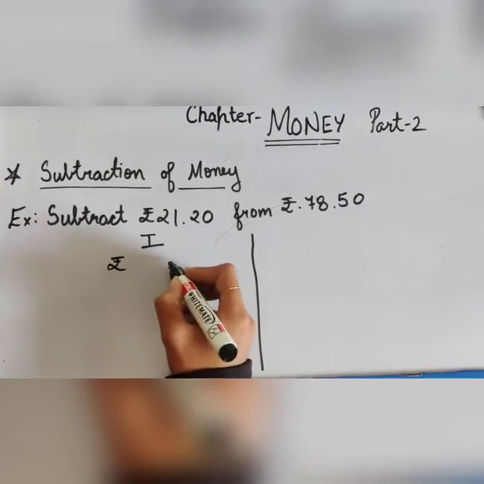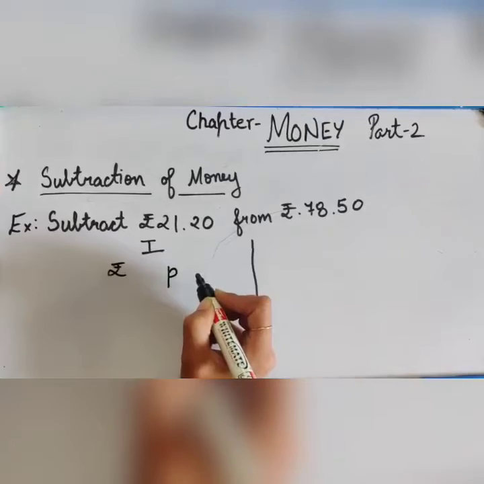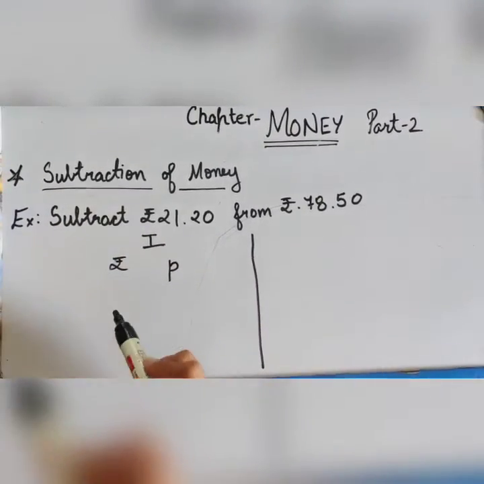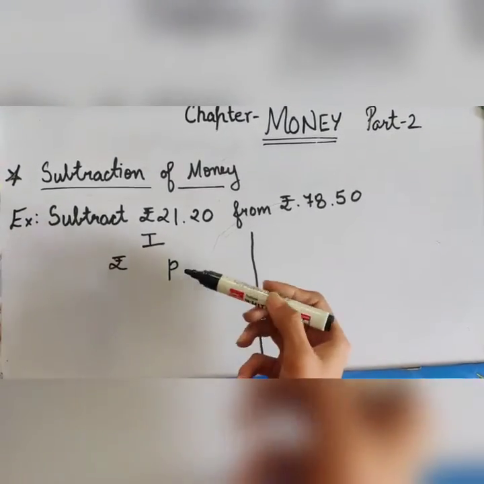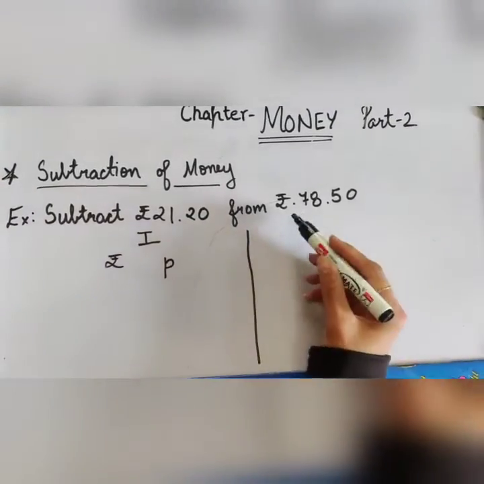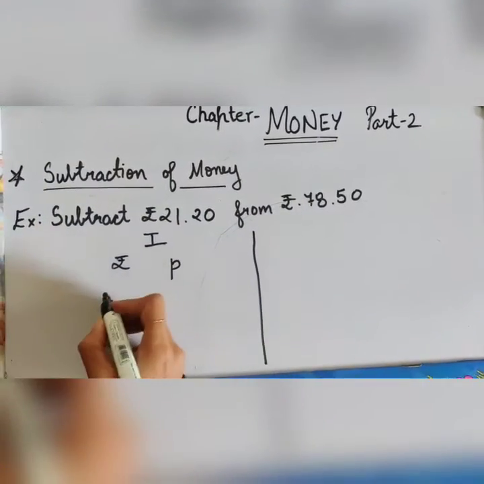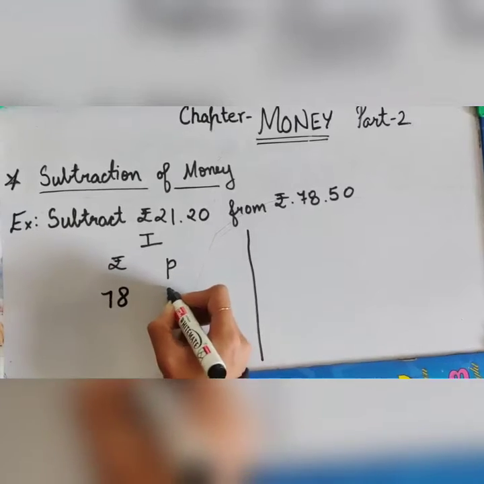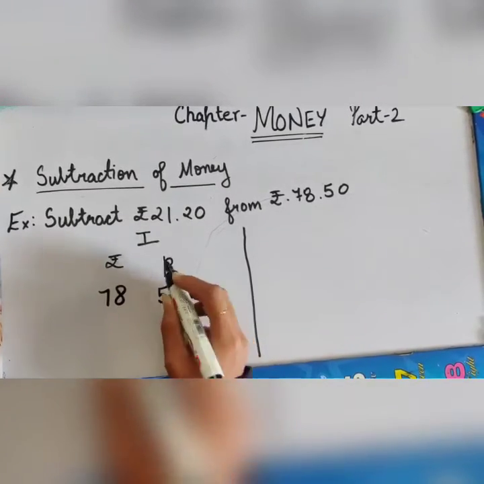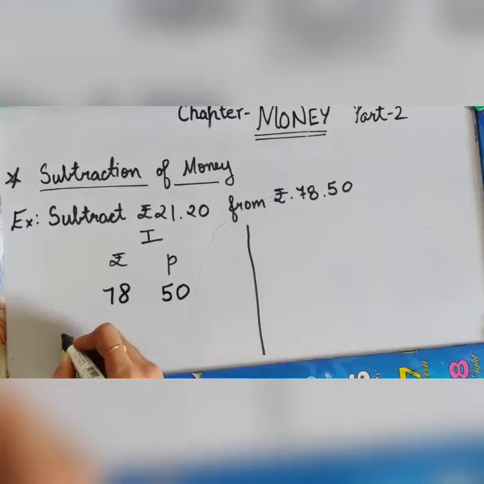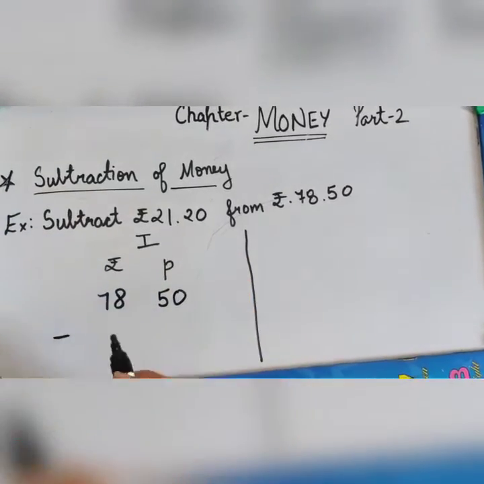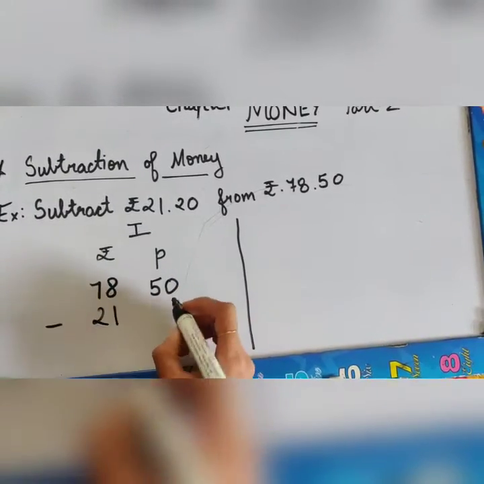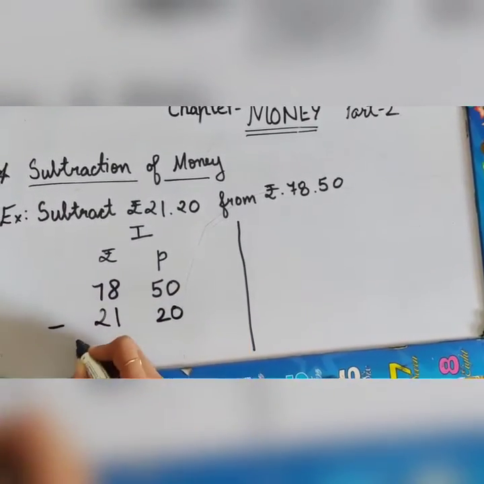We will make two columns. One is of rupees and another is of paise. We will write the amount of rupees below the rupees column and the amount of paise below the paise column. First we will write this number. So we will write 78 below the column of rupees and 50 paise below the column of paise. Then we will put the sign of subtraction. Now we will write this number. 21 will come in the rupees column and 20 in the paise column.